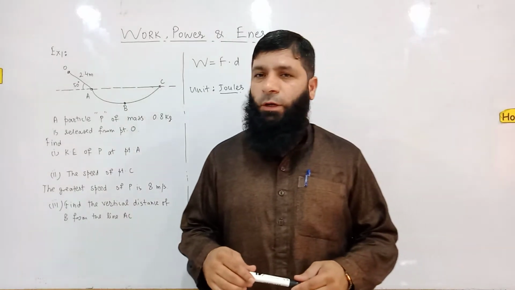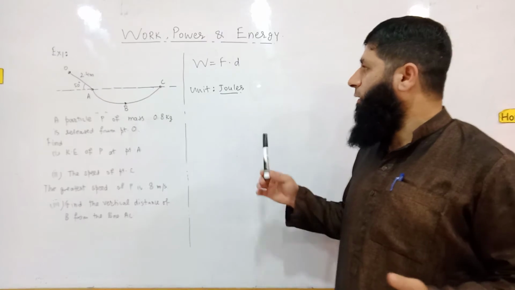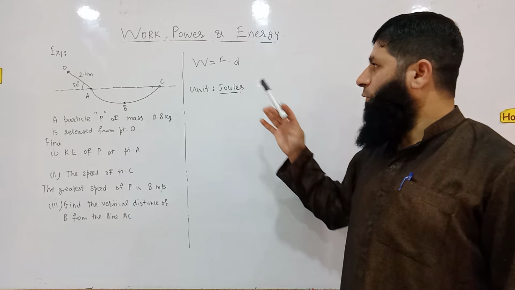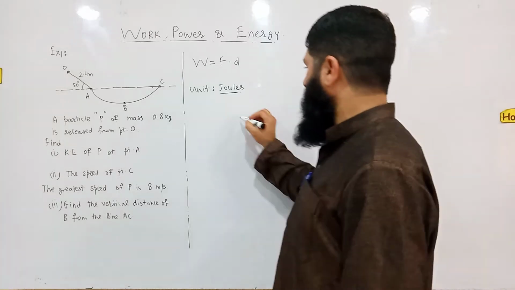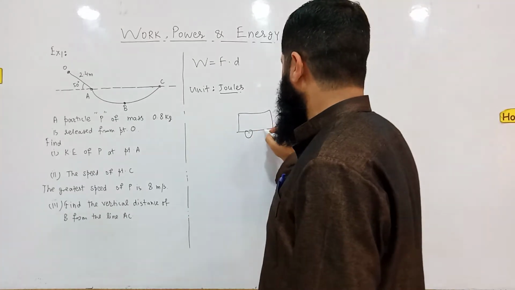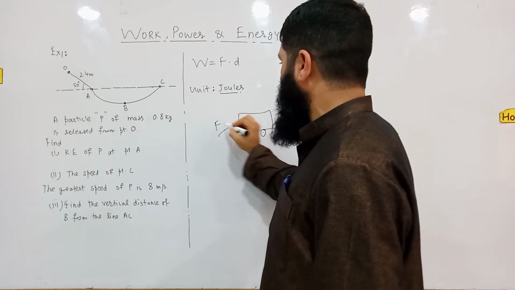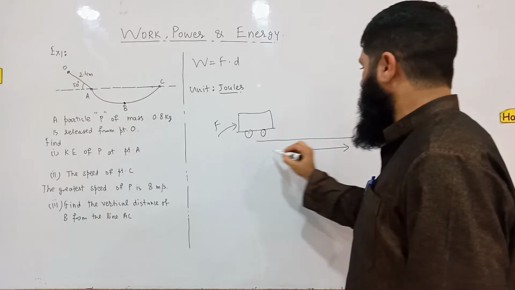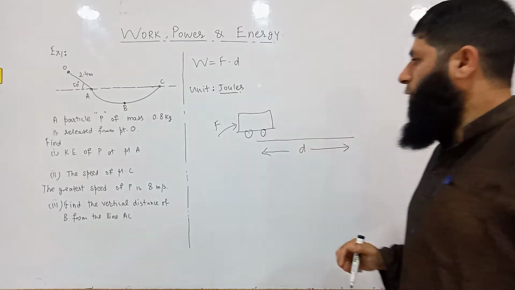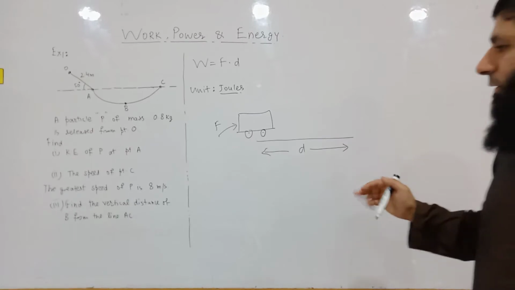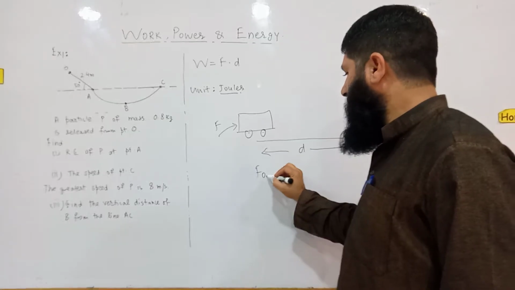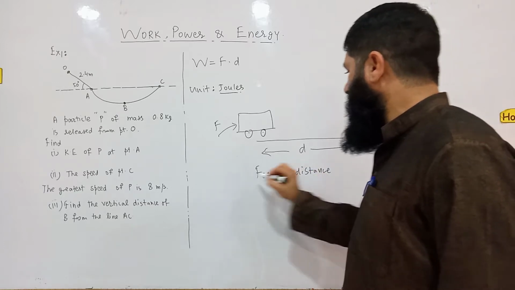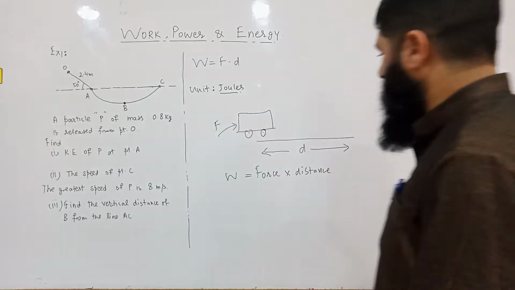We will start work, power and energy today. We will start from the basic definition of work done. If you apply any force F on a body, and this body covers some distance d in the direction of force after the application of force, then the product of force and the distance covered in the direction of force is called work done.